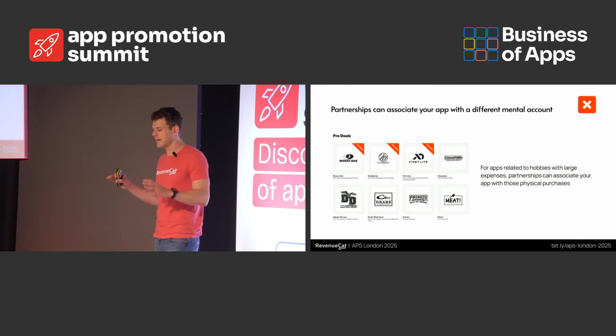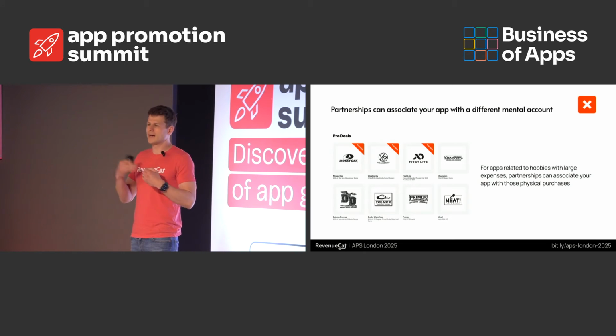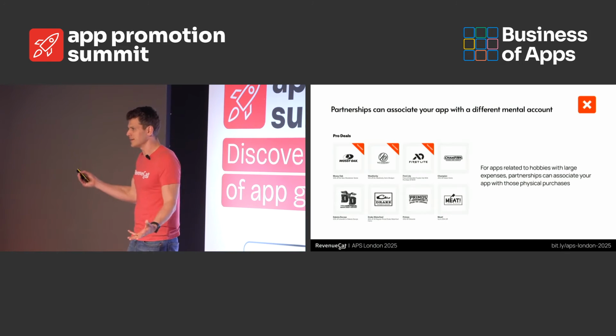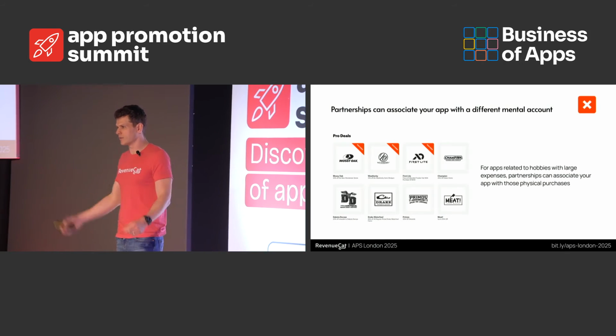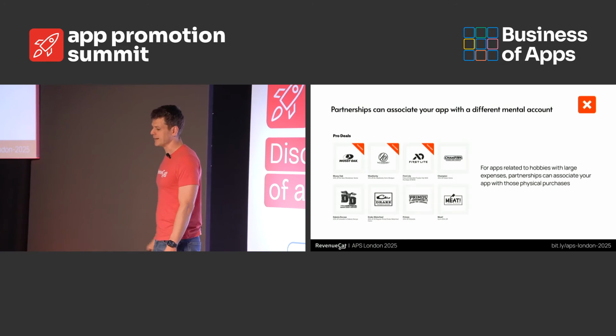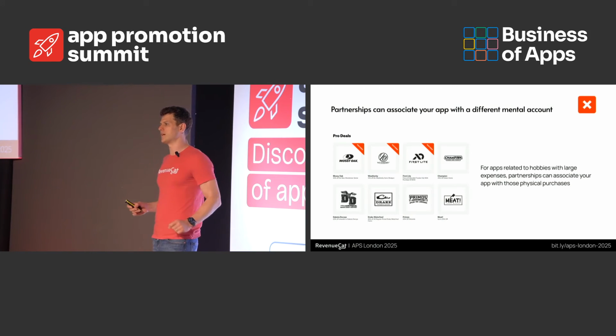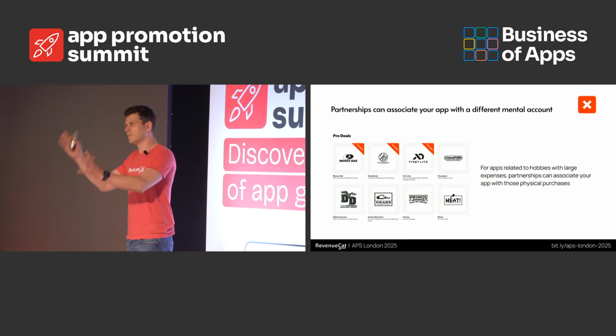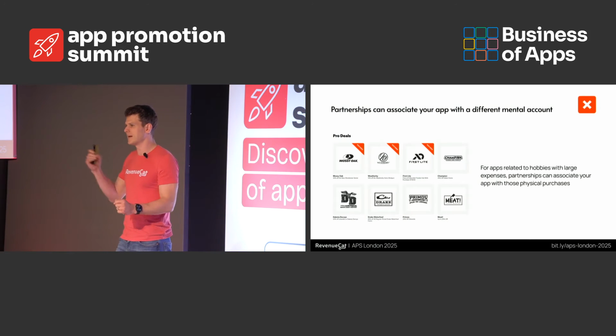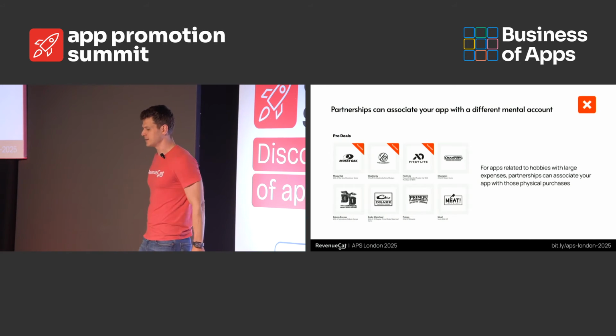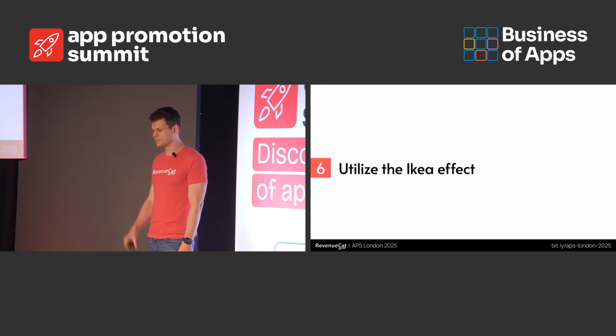Especially any apps that are related to hobbies where customers typically spend large amounts, like hunting. They spend hundreds and thousands of dollars on equipment and gear for that. So basically trying to bundle yourself with that and saying, well, I'm buying this app, but that also gives me a good deal on my next equipment purchase. That kind of bundles that together in the mental account.